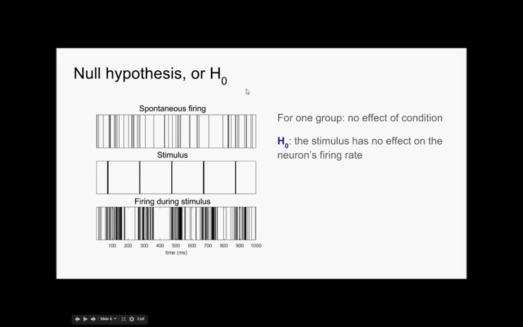So I'm showing you some data from before the stimulus was presented. So this is just the neuron's spontaneous firing rate. And when this brief stimulus is presented at these times, the neuron seems to increase its firing rate. So the null hypothesis would be that the spontaneous firing is actually the same as the firing during the stimulus itself.